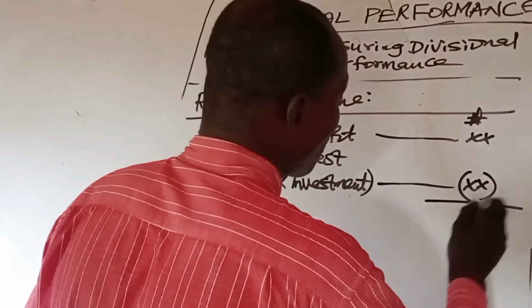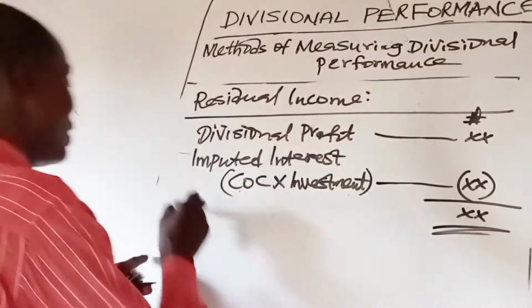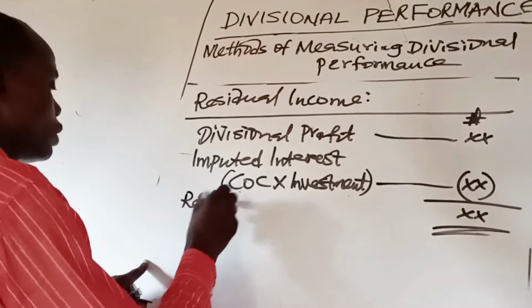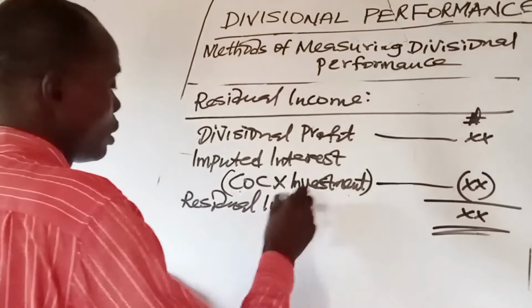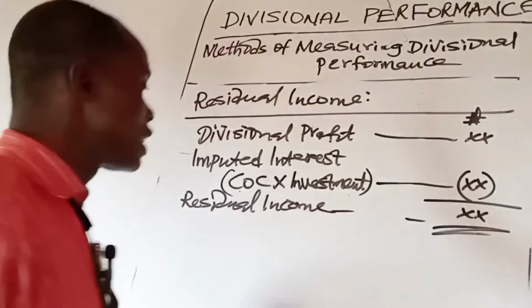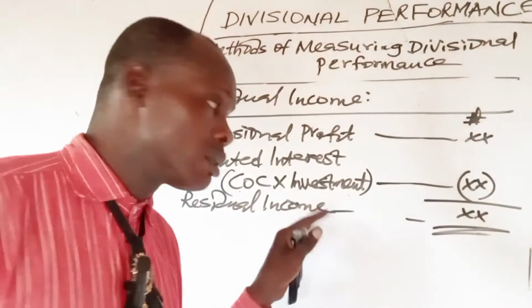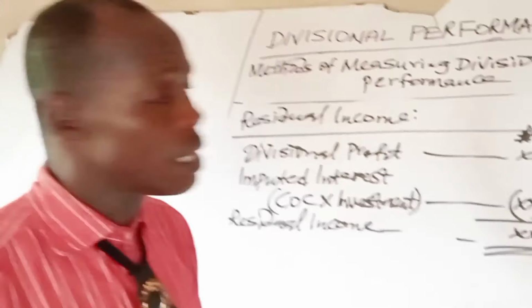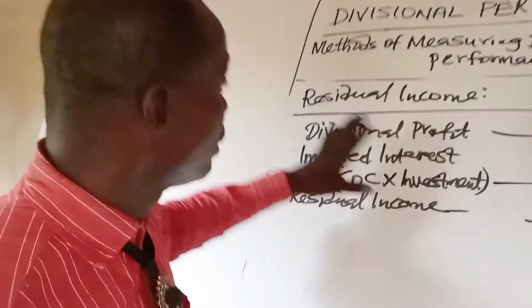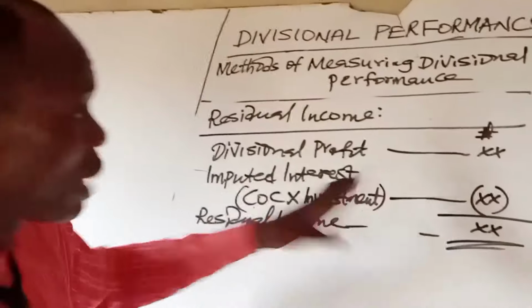If you now subtract your imputed interest, you get the residual income. Any investment with positive residual income is viable, or you go for the investment with the highest residual income. These are the three methods of measuring divisional performance I'm going to examine in this video.